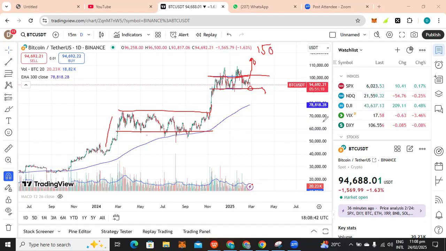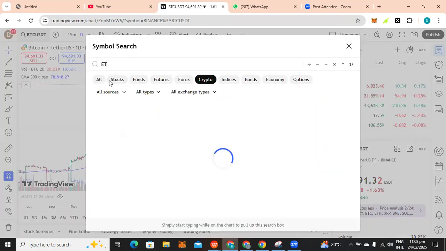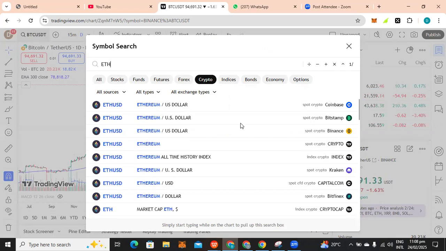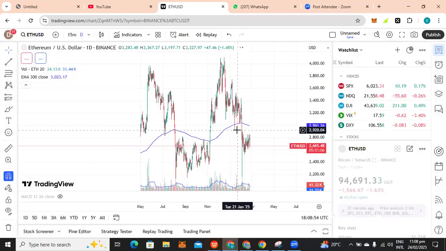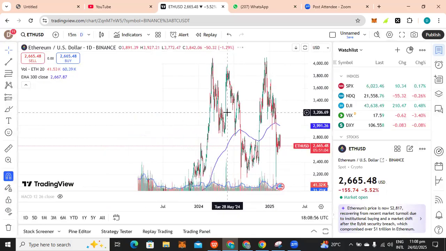So that's a little something, and let us now go to our friend's request of Ethereum, and let's just see what we can get on Ethereum. All right, now this is Ethereum.